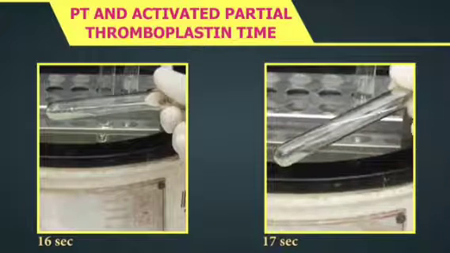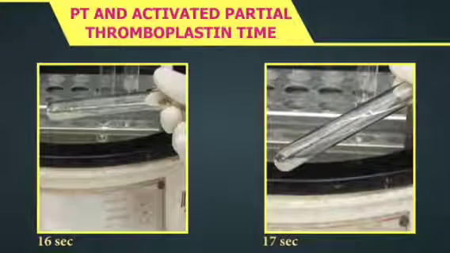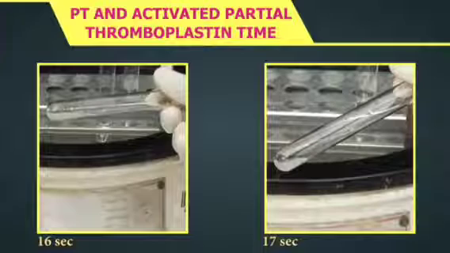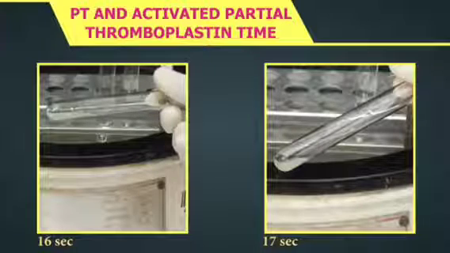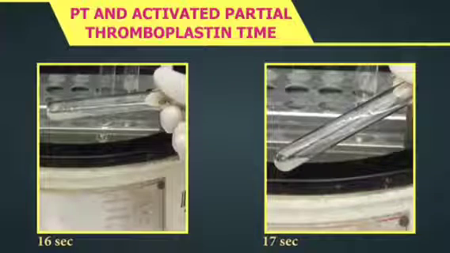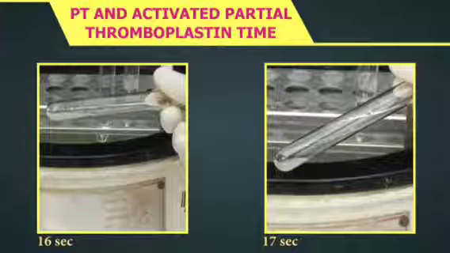The test results for the duplicate sample run are 16 seconds and 17 seconds. The average of the two readings gives the final value. The normal range for PT is 10 to 13 seconds. It has to be established by each lab by MNPT.